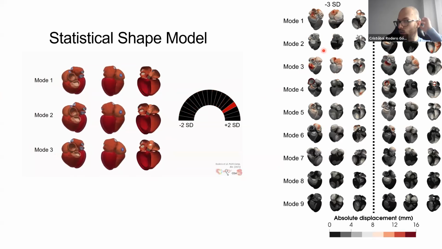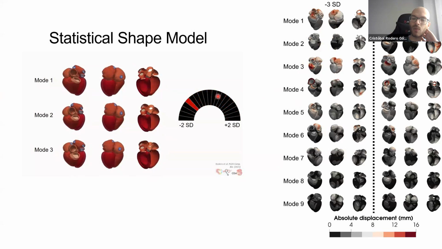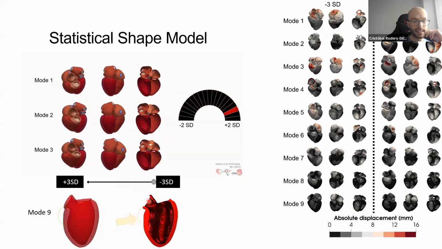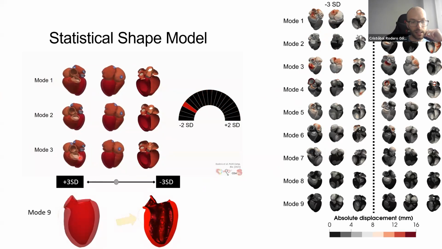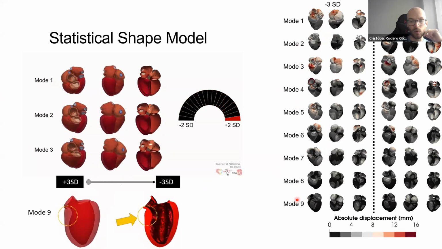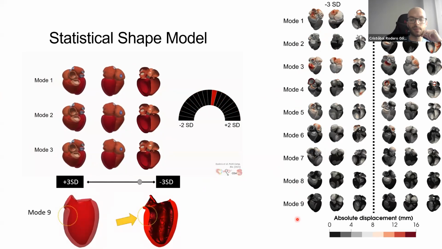So we can try to visualize this with all the modes. It gets more messy as we go into smaller modes. For example, mode 9 is just a thickening on the left ventricle, so like around this part. So the idea is that the later the modes, the less variance they explain anatomically.